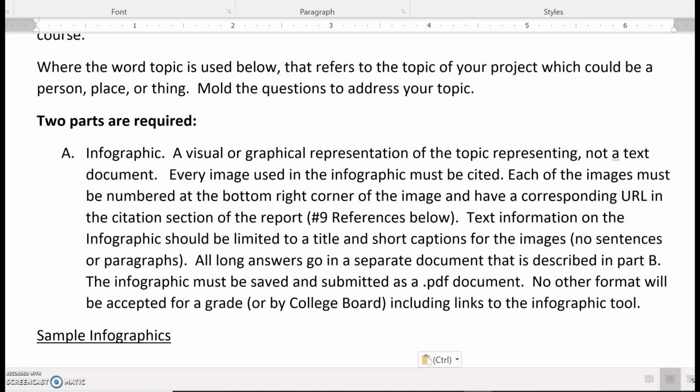The infographic must be saved and submitted as a .pdf document. No other format will be accepted for a grade or by College Board, including links to the infographic tool. Let's take a look at some sample infographics that meet this criteria.